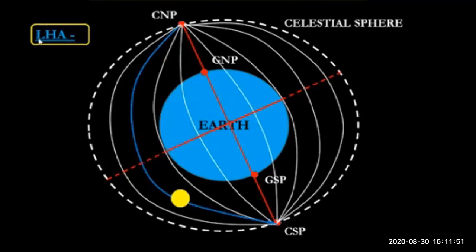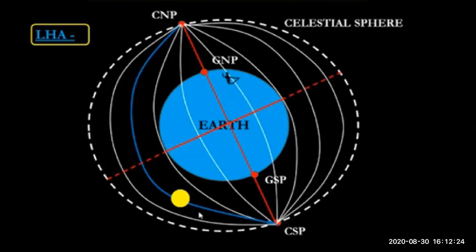Now let's see the local hour angle. Local means there is an observer in this definition. So local hour angle is with reference to an observer. So this is the observer on the earth on this celestial meridian. So this celestial meridian is the projection of the Earth's longitude of that observer.